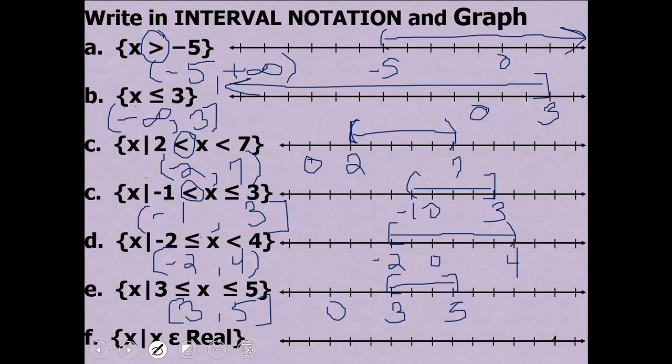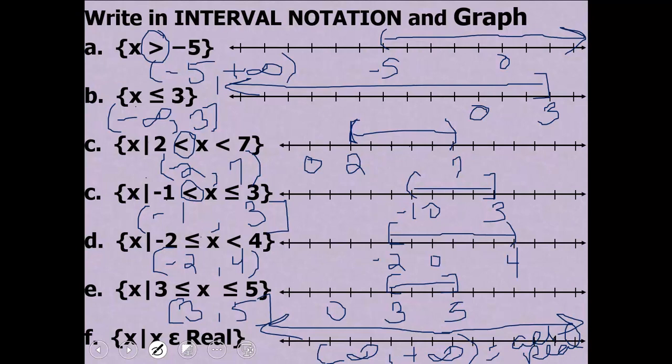Now F, they want us to graph all the real numbers. So this means it goes on and on forever, both in the right direction, and it goes on and on forever in the left direction. And we write this as negative infinity to positive infinity. This is how we depict all real numbers using interval notation. This equals all real numbers. When we graph parabolas, we use this notation, all real numbers.